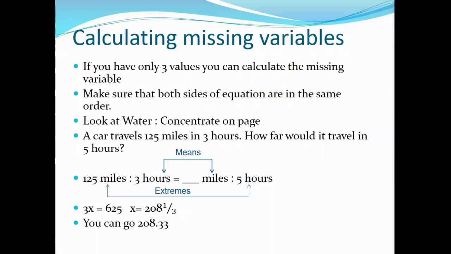So this guy cancels out. I end up with x equaling 625 divided by 3, which should give me somewhere around 208 and 1/3. Okay. So in 5 hours, I can go 208 miles, 208 and 1/3 of a mile. Not that bad, right? It's really not that terrible, guys.